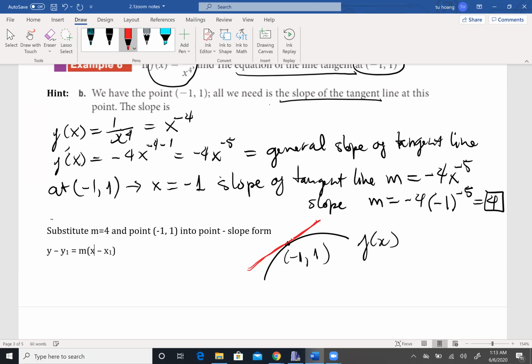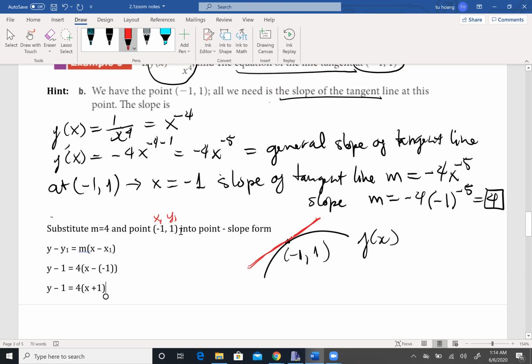You can easily apply that. Again, let me notate it: here's x1, here's y1. So y minus y1, which is 1, equal to m, which is 4, times x minus x1, which is -1. So now I can simplify it as y minus 1 equal to 4 times x plus 1. And I can even stop here because the question just asked me for the equation of the tangent line.